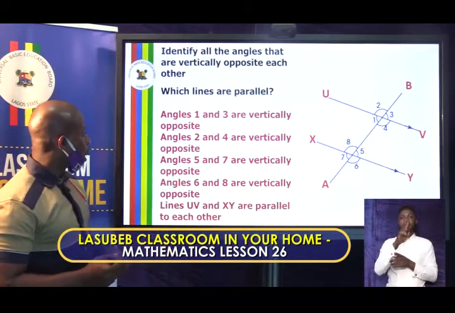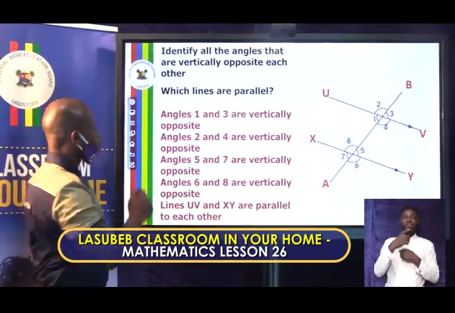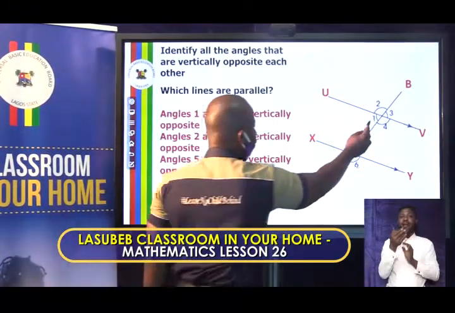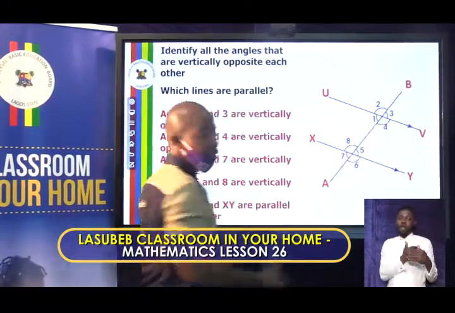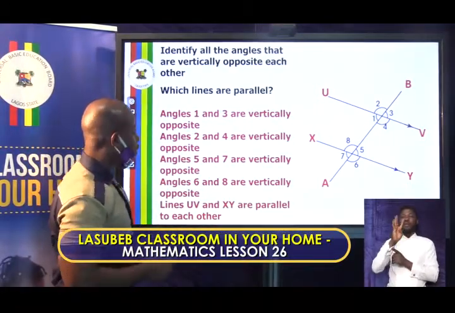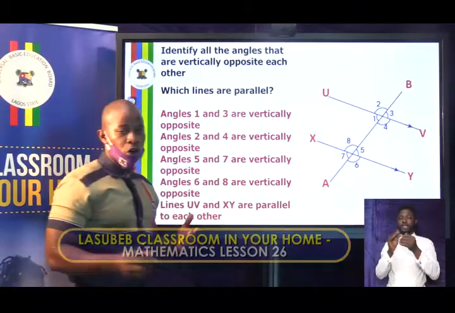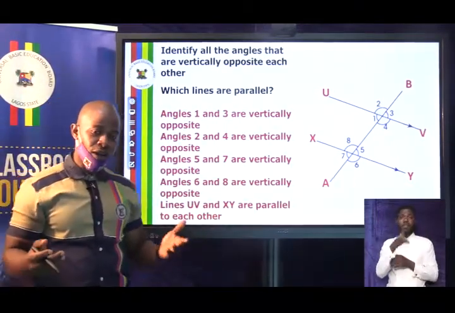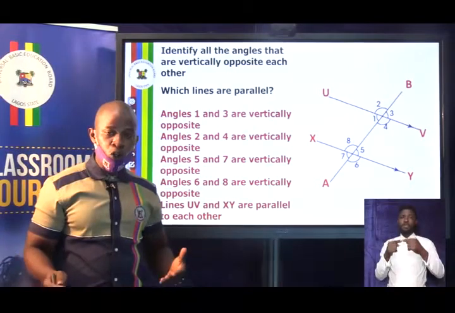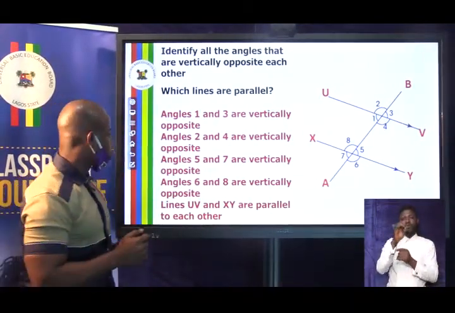Angles 1 and 3 are vertically opposite each other, and that means that they are facing each other at the corner or at the junction. Angles 2 and 4 are also vertically opposite each other, and that means they are facing each other. Or you remember that we identify vertically opposite angles at the X junction, angles that face each other.